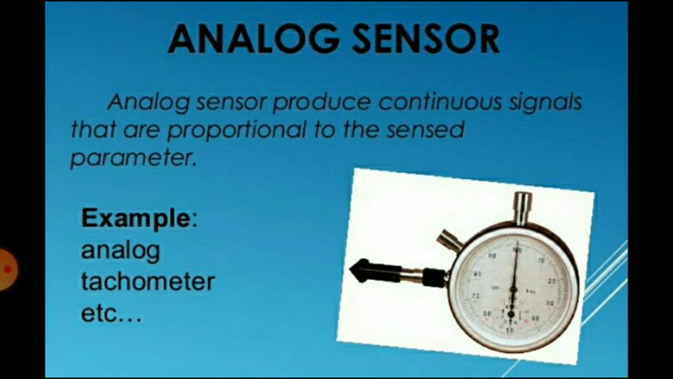Then analog sensor. Analog sensors produce continuous signals that are proportional to the sensed parameter. An example is an analog tachometer. That is an example of an analog sensor because it produces continuous signals that are proportional to the sensed parameter.